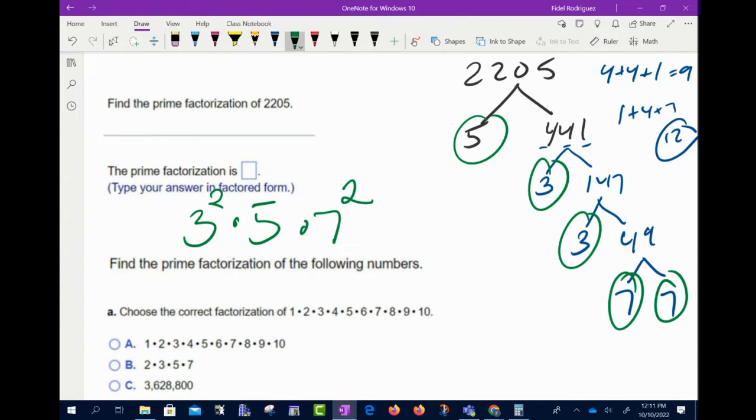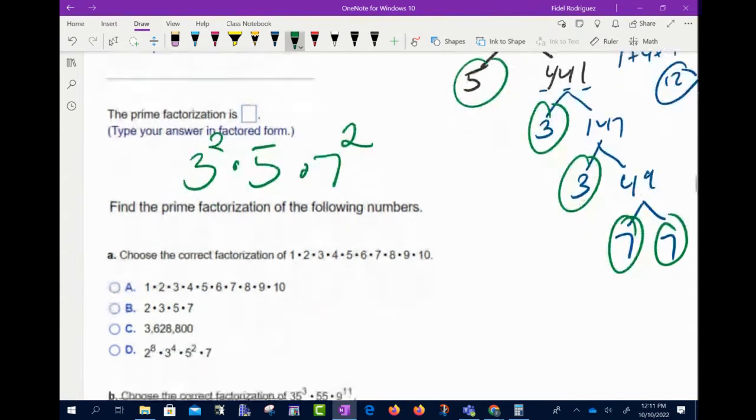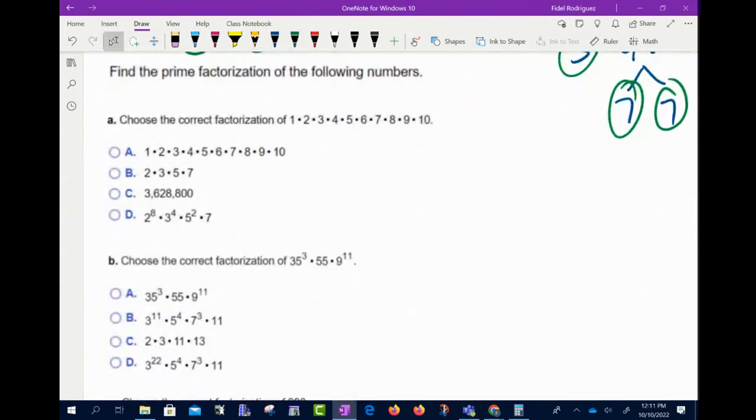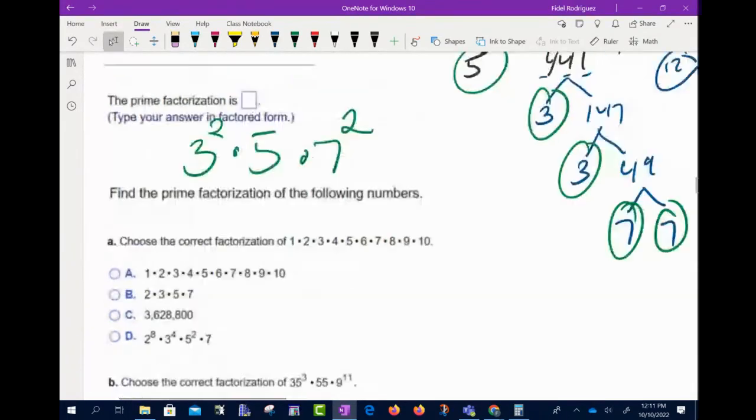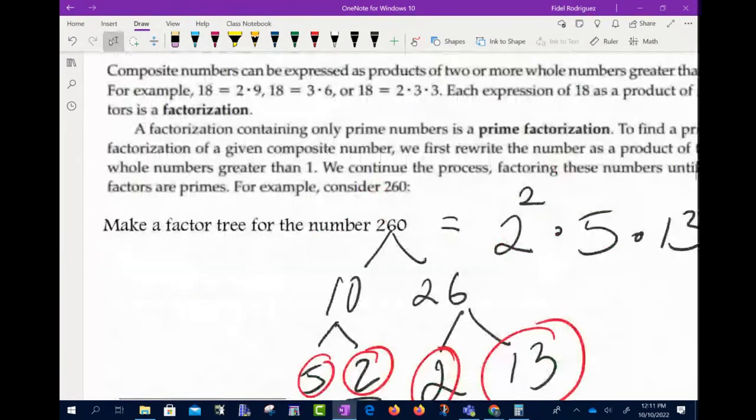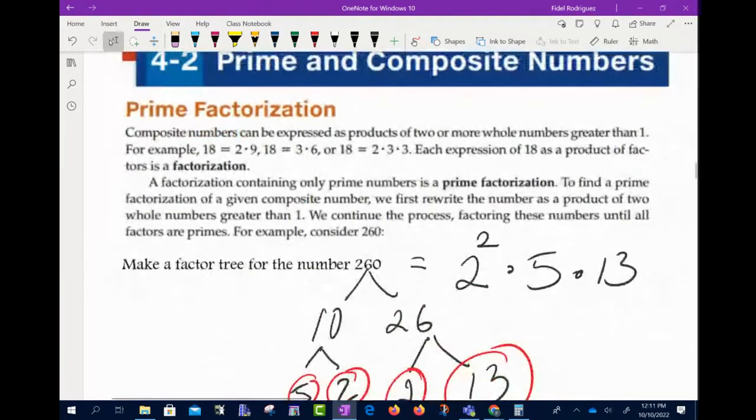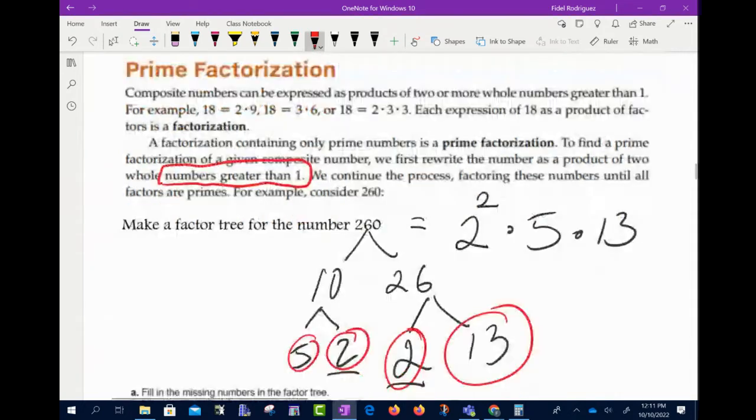Okay, so if I look at the next problem that I have here, it says, find the prime factorization of the following numbers, okay? So guys, one thing I want to emphasize, and I'm going to scroll back because I think it's up here somewhere. Prime numbers are going to be bigger than 1. Okay, 1 is not a prime number. It's not composite either. It's kind of like a special case. So when I write my prime factorization, guys, I'm never going to use the number 1, okay?